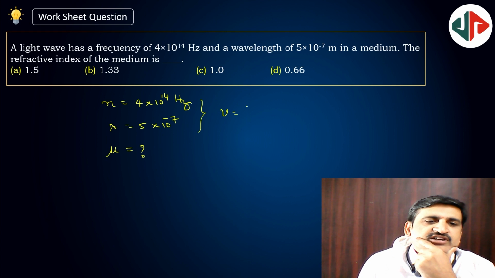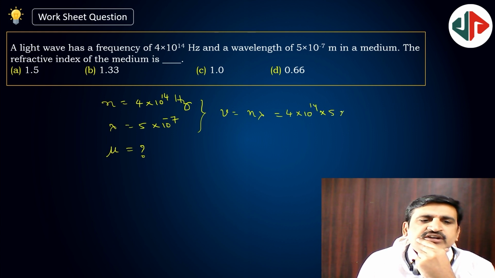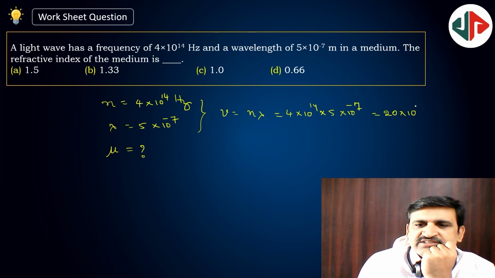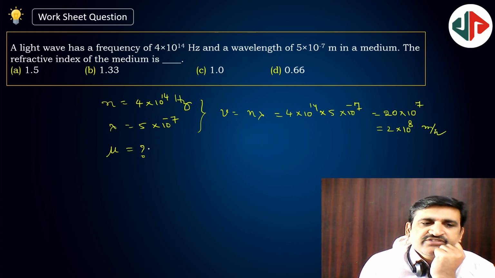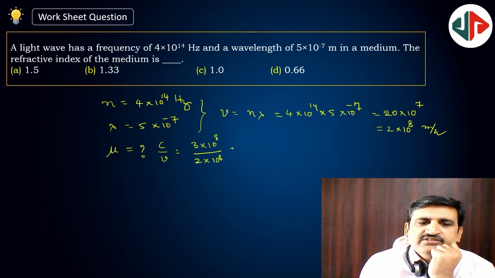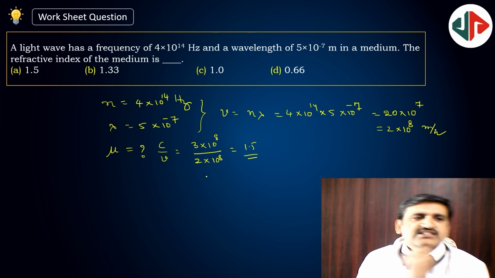Velocity v is equal to n lambda, right? So that is equal to 4 into 10 to the power of 14 into 5 into 10 to the power of minus 7. So 5 4s are 20 into 10 to the power of 14 minus 7 is 7. That means 2 into 10 to the power of 8 meter per second. Now refractive index is equal to C by V, 3 into 10 power 8 by 2 into 10 to the power of 8 is 1.5. Refractive index is 1.5. Glass.